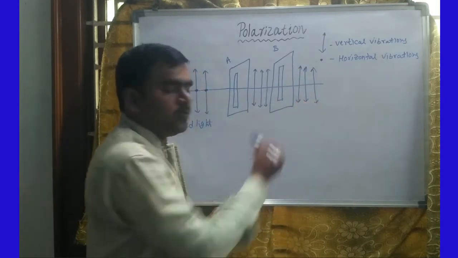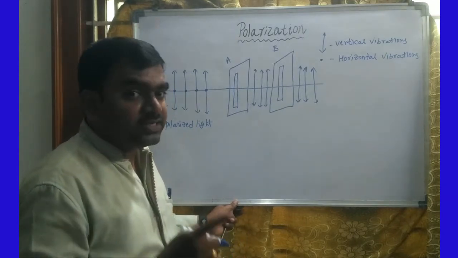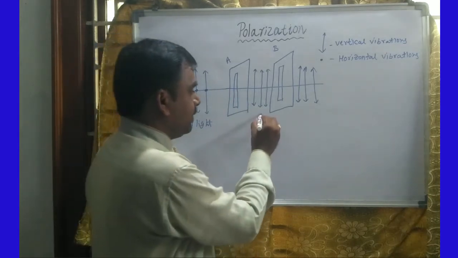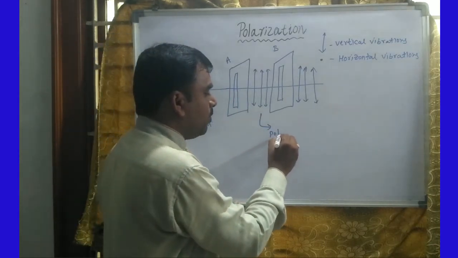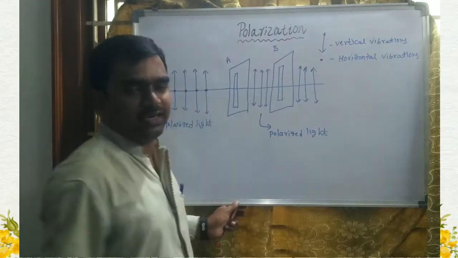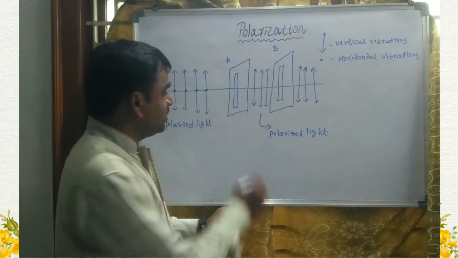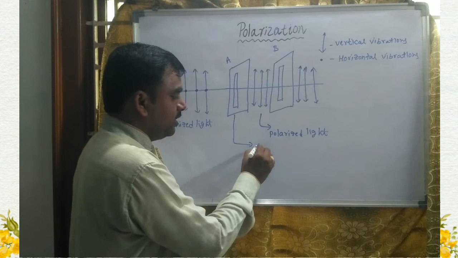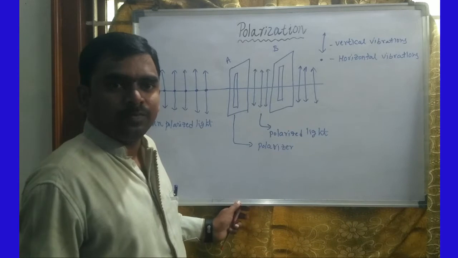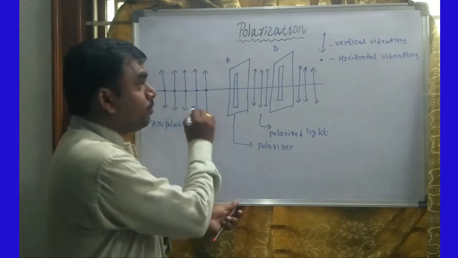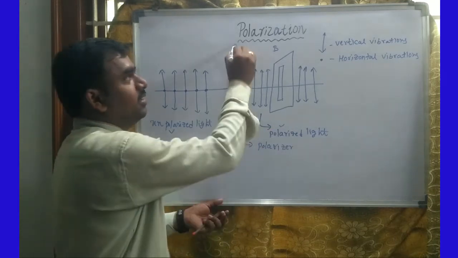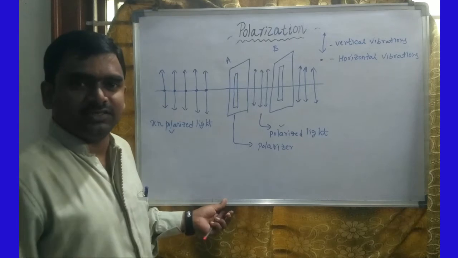Now, in the output, the vibrations of the particles are confined to how many dimensions? Only one dimension. Then this is called polarized light. Who is producing it? This slit is producing it. That's why it is called a polarizer. And the process of converting unpolarized light into polarized light is called polarization.